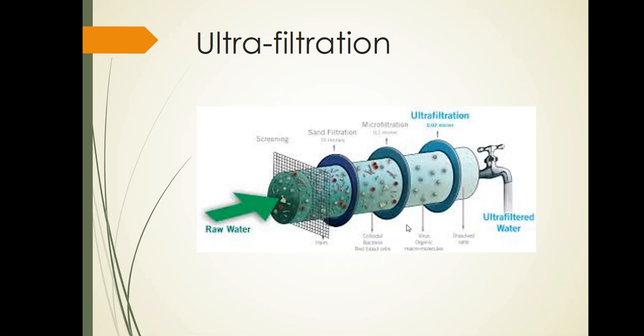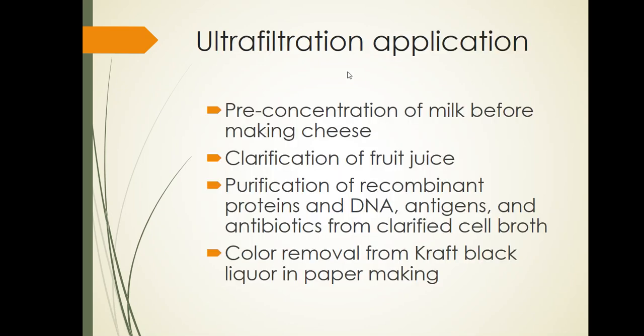So this is ultrafiltration. After ultrafiltration, you already have ultrafiltered water. So for screening, you have sand filtration, microfiltration, and ultrafiltration. Ultrafiltration applications include pre-concentration of milk before making cheese, clarification of fruit juice, purification of recombinant proteins and DNA, antigens and antibiotics from clarified cell broth, and color removal from kraft black liquor in paper making.